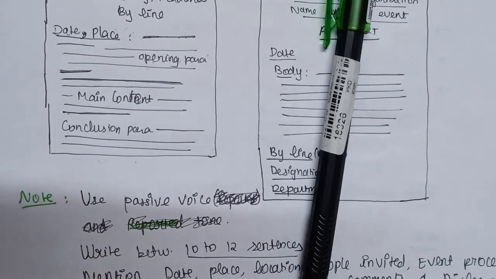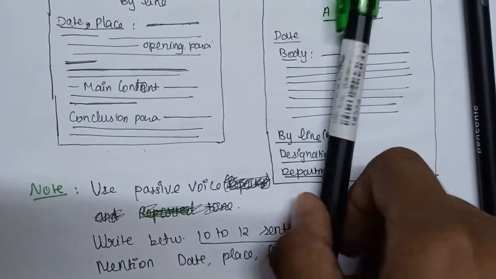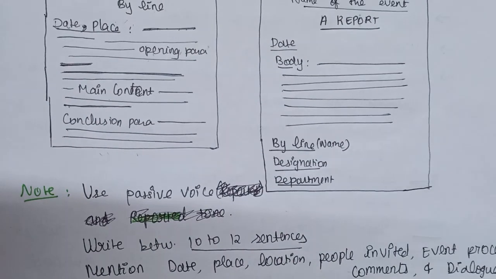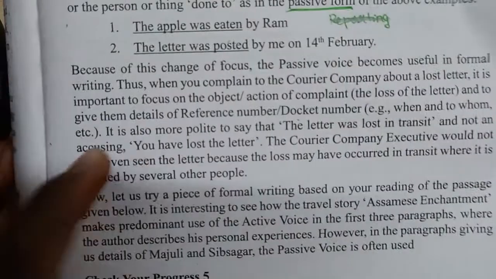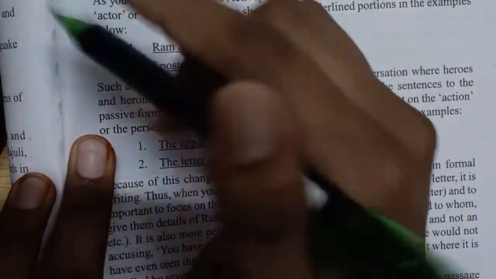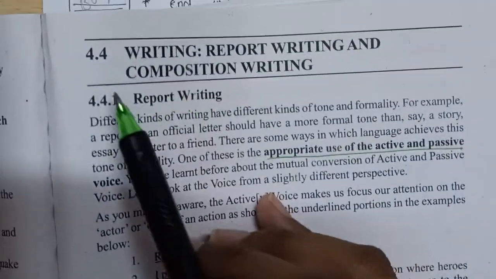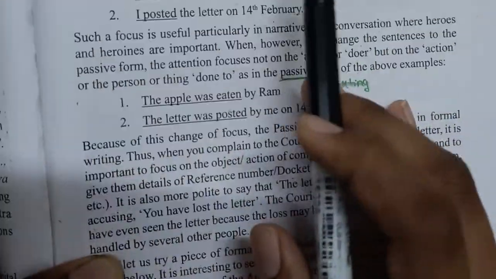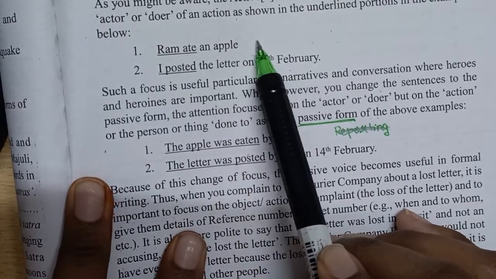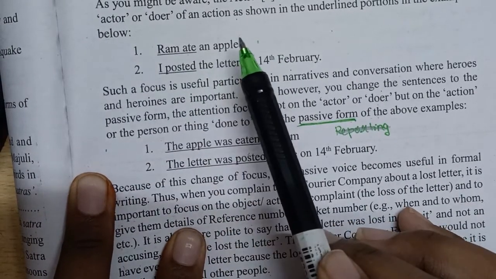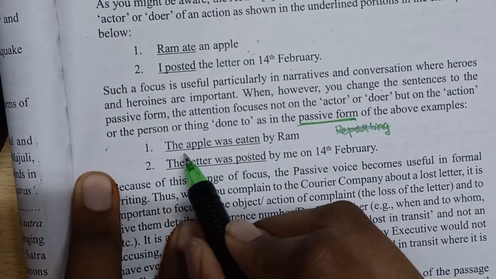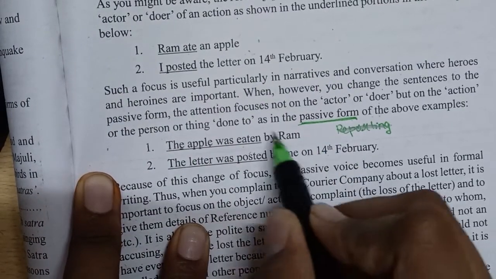Okay, what is passive voice? Generally, you would have studied active voice and passive voice in school. I'll give a few examples. You can see this, which is in your book, on page number 57, unit 4.4. Here two examples are given. Ram ate an apple. This is actually active voice. If you have to convert it into passive voice, this is how you have to say it. The apple was eaten by Ram.